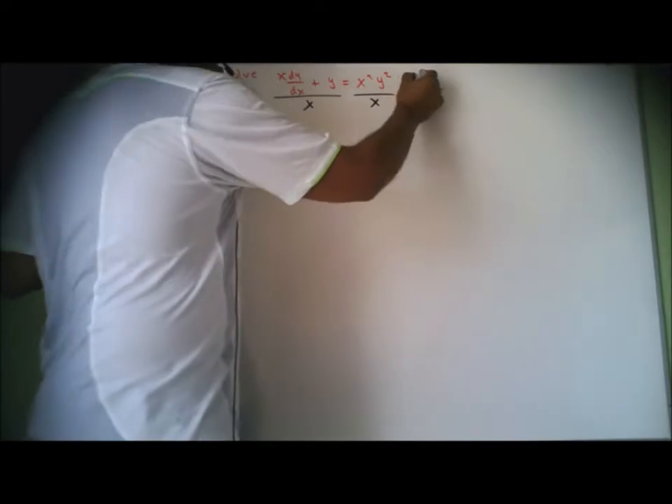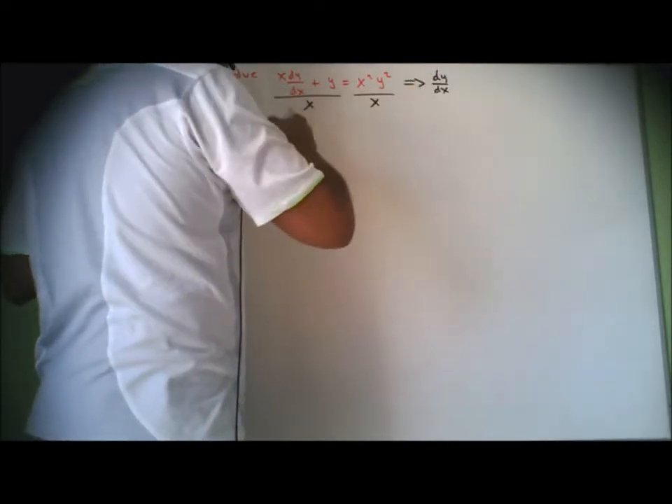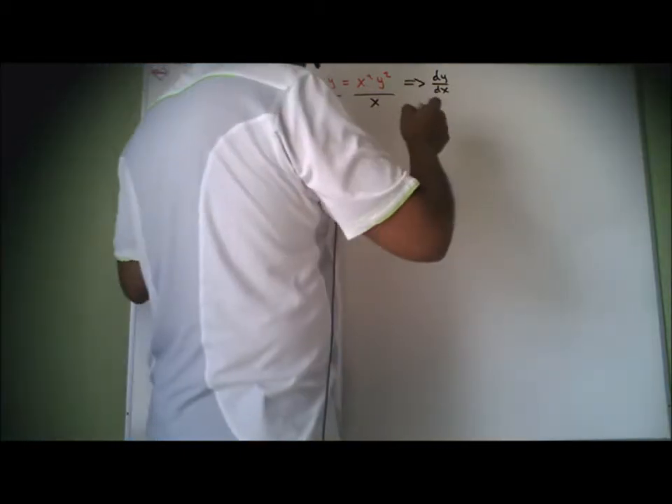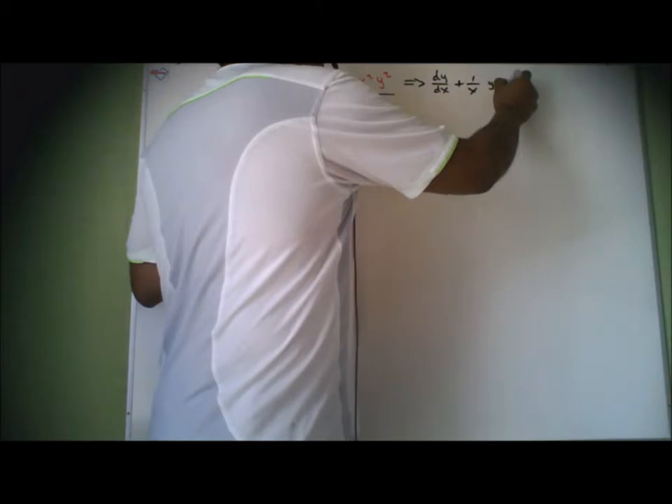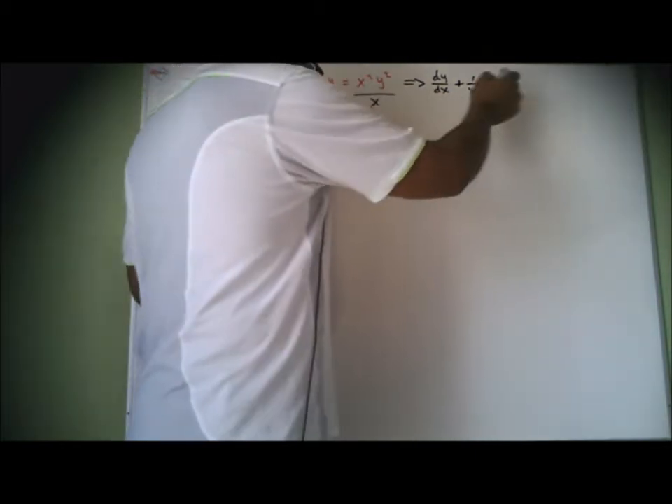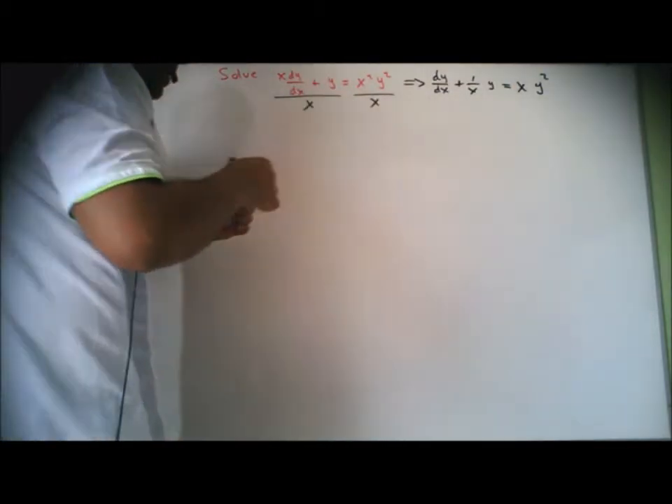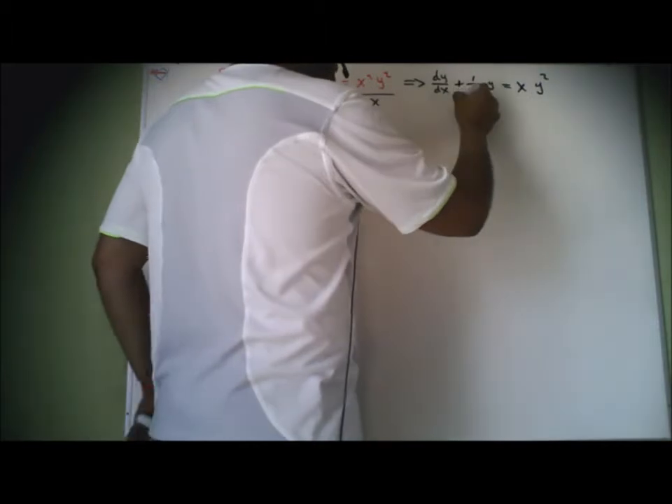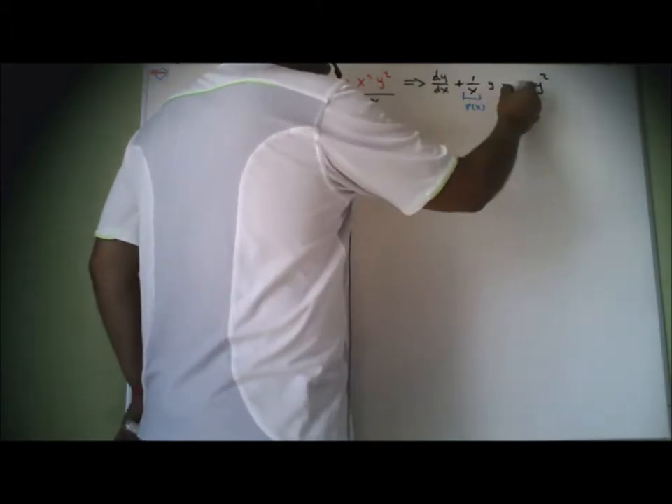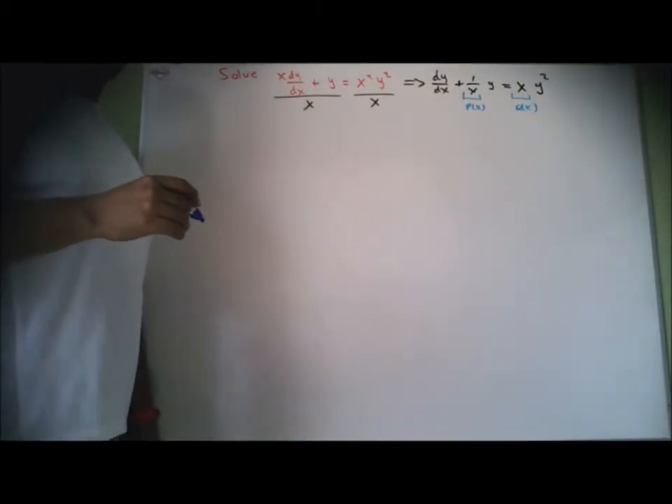So what happens here is that you will get the derivative of y with respect to x with the coefficient 1, which is required by the method, plus 1 over x times y equal to x squared over x, just x, times y squared. As you can see here, you have the shape of the Bernoulli differential equation. So this is your p of x, and this is your q of x.